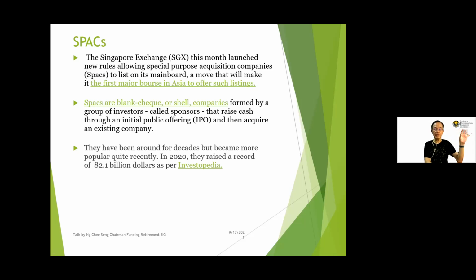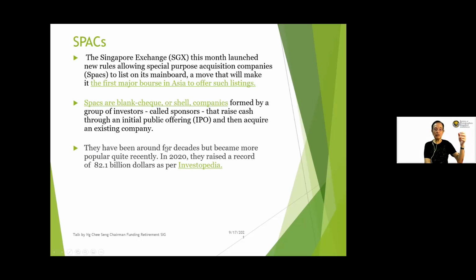So they'll get the money from those interested parties, and after they got the money, they look for an existing business that is going to be listed. If they find that the business structure suits their intention or is good enough for going for SPAC listing, then they will negotiate with them and so-called buy over the business and then go for listing, right?